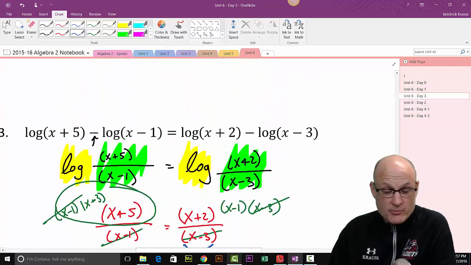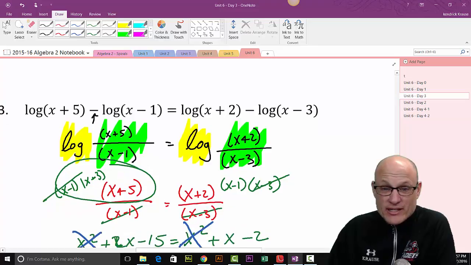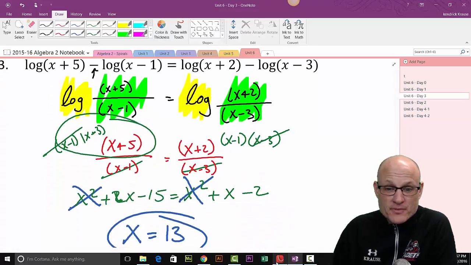Now, this is a pain in the neck to check, but check it. Don't be freaking lazy, kids. We don't need any more lazy people. Got enough lazy people in the world.